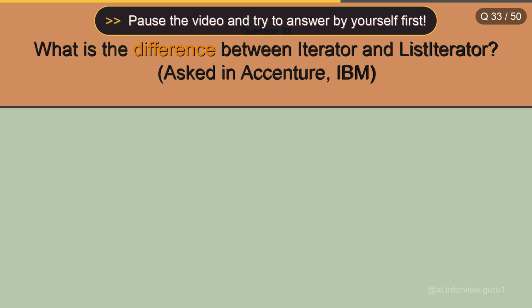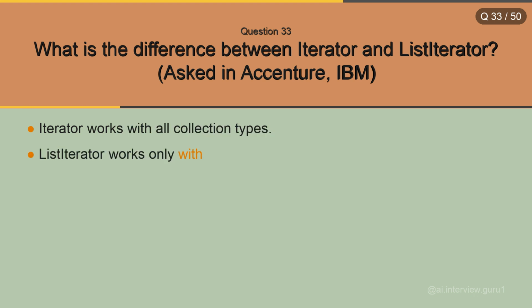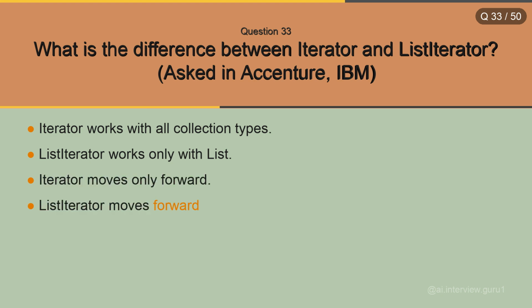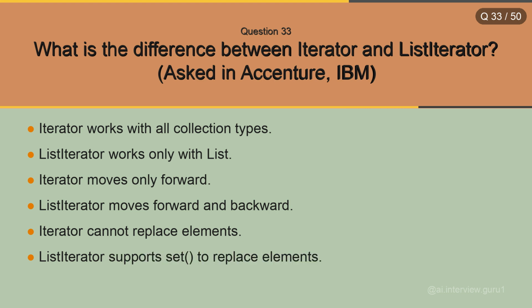What is the difference between Iterator and ListIterator? Iterator works with all collection types. ListIterator works only with lists. Iterator moves only forward. ListIterator moves forward and backward. Iterator cannot replace elements. ListIterator supports set to replace elements. ListIterator provides more functionality but is limited to list collections.